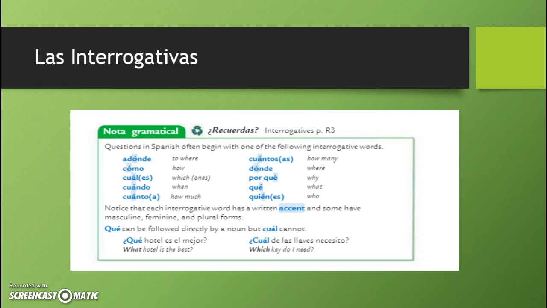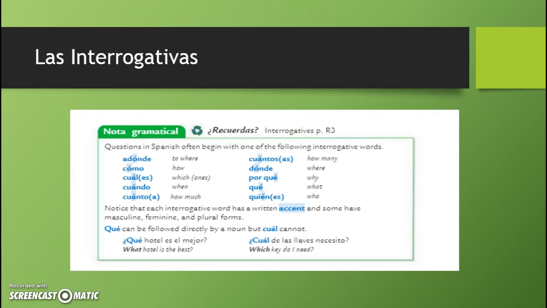Notice that each of these interrogative words has a written accent and that some are masculine, feminine, and in plural forms. That will agree with whatever nouns we're describing. Remember that the word que can be followed directly by a noun, but the question word cuál cannot. Unos ejemplos para los apuntes.